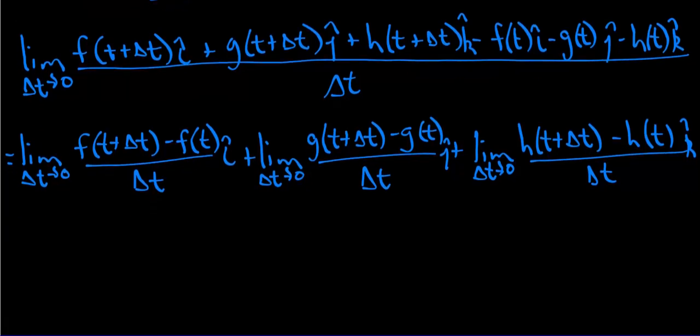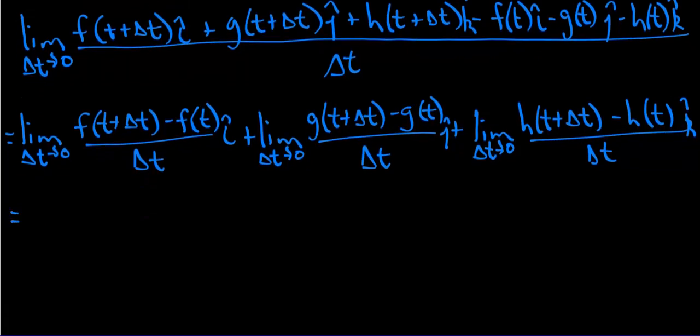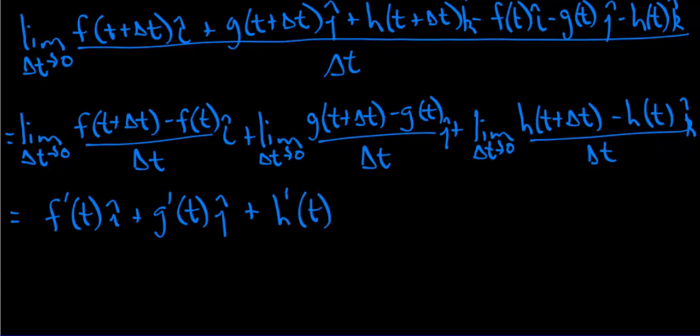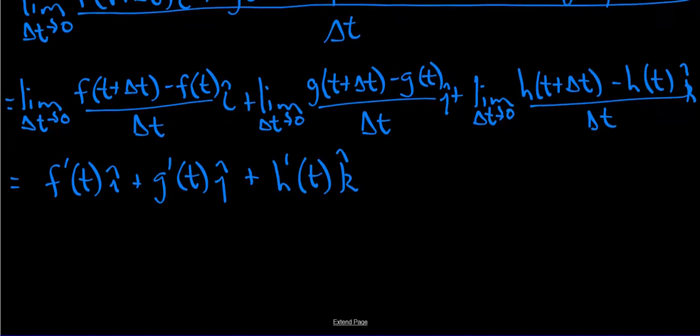Okay, so now look what we have. If you just remember the definition of a derivative, this first part is f prime of t, i. The second part is g prime of t, j. I mean, that's just the definition of a derivative. That's just the difference quotient. And then finally on the end, you've got h prime of t, k. There. So you can see, yeah, we're just differentiating component by component. That's all we're doing.